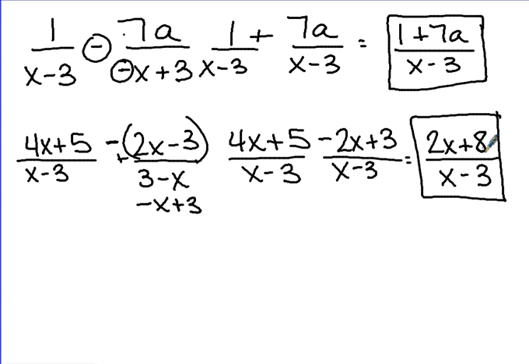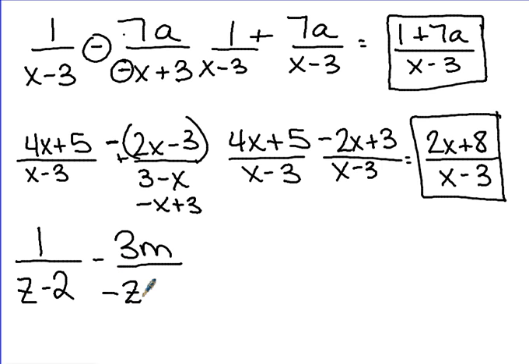Okay? All right, the example that I want you to do tonight is 1 over z minus 2 minus 3m over negative z plus 2. All right, go ahead and do that one tonight in your notes, and we will check it in class. Go ahead and pause the video, and when you've completed the problem, hit play for the next topic.